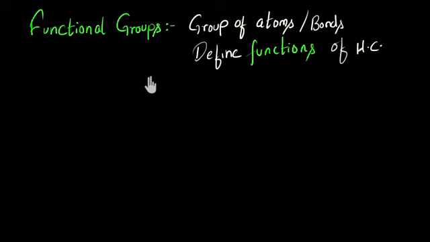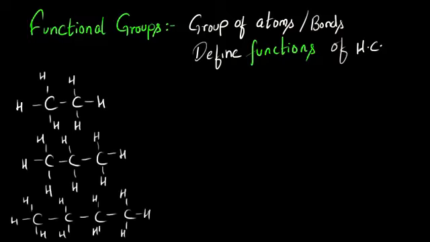Functional groups. Basically groups of atoms and bonds which define the functions of hydrocarbons. Yes, they define the function, and that's why they are called functional groups. See, so far we have been talking a lot about compounds made up of just carbon and hydrogen. Now let's add these groups of atoms and bonds which will make them perform some special functions.